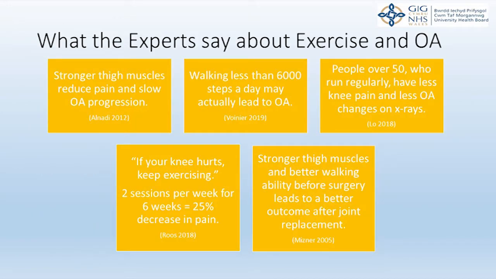So what do the experts say about exercise and OA? Stronger thigh muscles reduce pain and slow OA progression. Walking less than 6,000 steps a day may actually lead to OA. People over the age of 50 who run regularly have less knee pain and less OA changes on X-rays. If your knee hurts, keep exercising. 2 sessions per week for 6 weeks can reduce your knee pain by 25%.